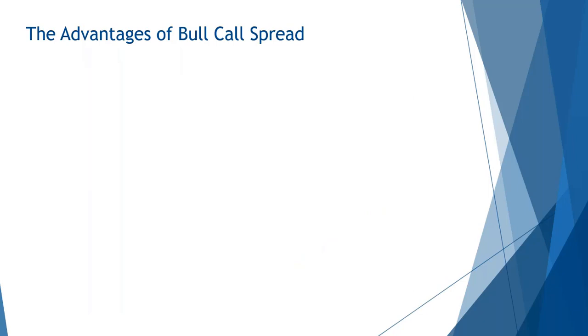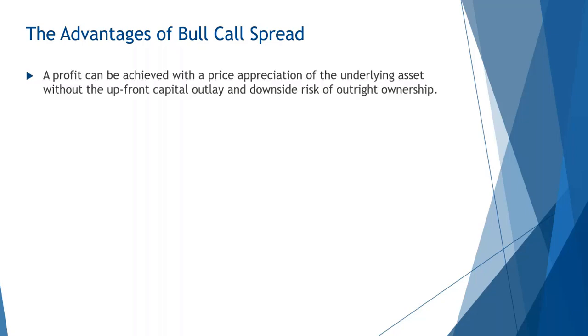Okay, so what are some of the advantages of a bull call spread? Well, profit can be achieved with a price appreciation of our stock without that capital outlay, without putting up that $9,500. Here we see that in this case, we would only have to put up $3 times our 100 shares, or $300. And we don't have that risk to the downside of our stock going down. If I bought Apple at $95 and Apple went down to $75, I would lose $20 per share. But in the option, our only risk is our capital outlay.